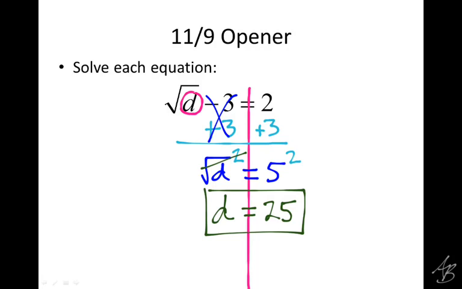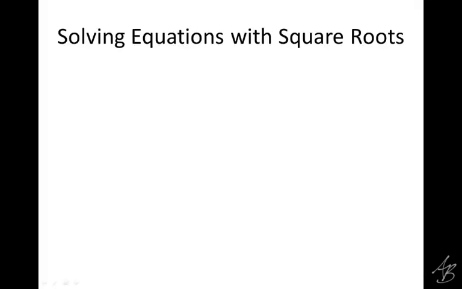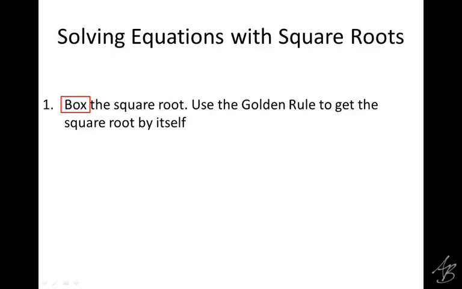All right, so when we're solving equations with square roots, what we did in the opener here is first we got that square root by itself. In that last one we had a square root, but we also had a number outside of the square root. So the first thing we're going to do is use the golden rule to get the square root by itself. As a reminder, when we're setting up the problem, we're going to circle the variable, draw the line of equality, and also put a box around the square root. We won't be able to do anything with the square root until that square root is by itself. That's really important.